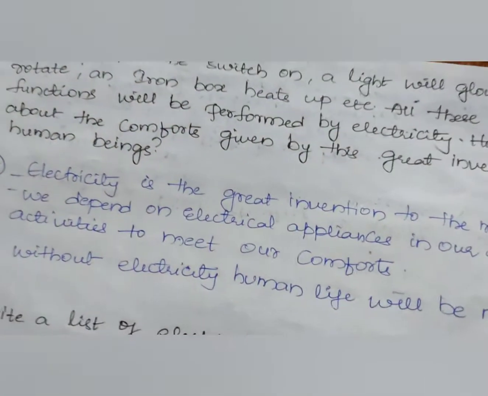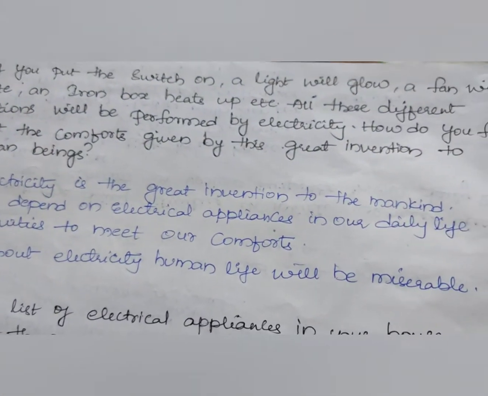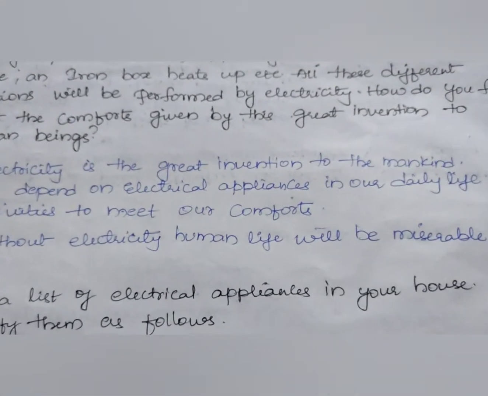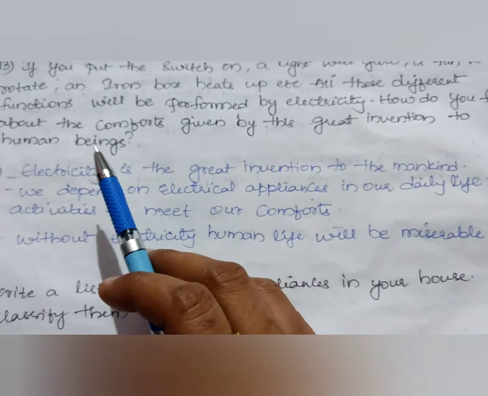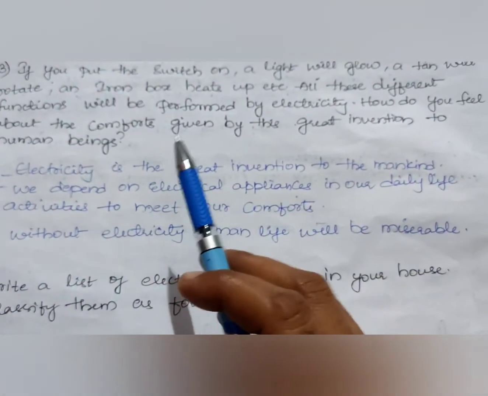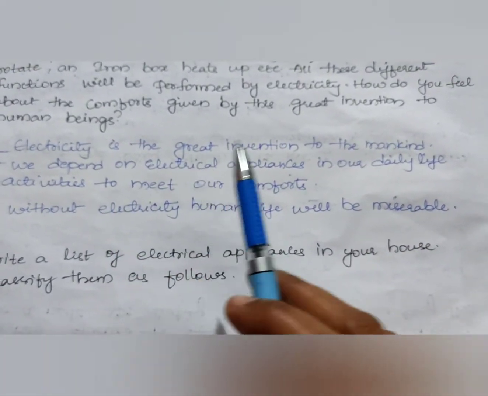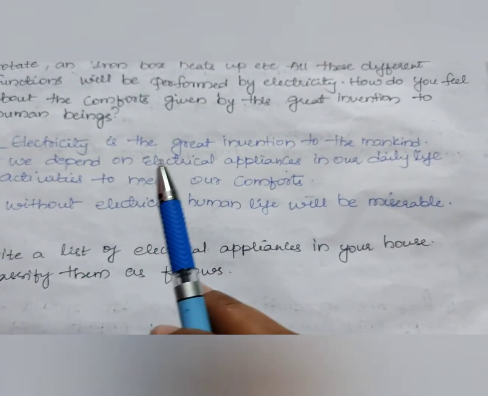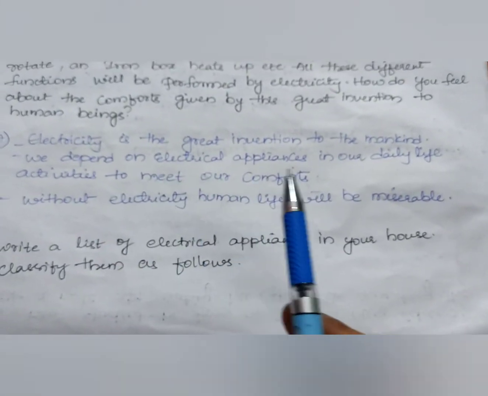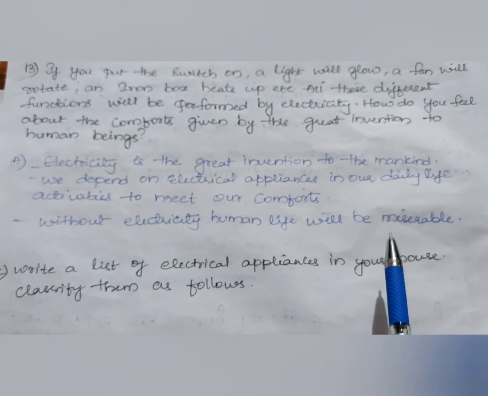Next question. If you put the switch on, a light will glow, a fan will rotate, and an iron box heats up, etc. All these different functions will be performed by electricity. How do you feel about the comforts given by this great invention to human beings? See, electricity is a great invention to mankind. We depend on electrical appliances in our daily life activities to meet our comforts. Without electricity, human life will be miserable.